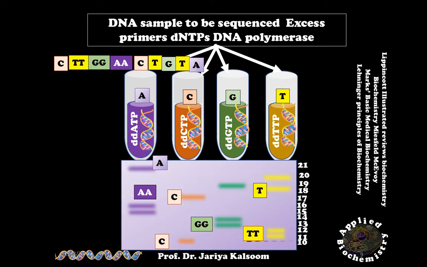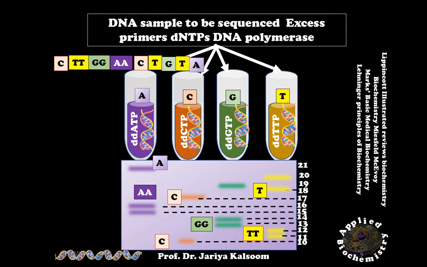C corresponds to the 10 nucleotide fragment, T corresponds to the 11 nucleotide fragment, T at the end of the 12 nucleotide fragment, G at the end of the 13 and 14 nucleotide fragments consecutively, followed by adenines at the ends of the 15 and 16 nucleotide fragments, cytosine at the end of the 17 nucleotide fragment, thymine at the end of the 18 nucleotide fragment, G again at the end of the 19 nucleotide fragment, T at the end of the 20 nucleotide fragment, and A at the end of the 21st nucleotide fragment.